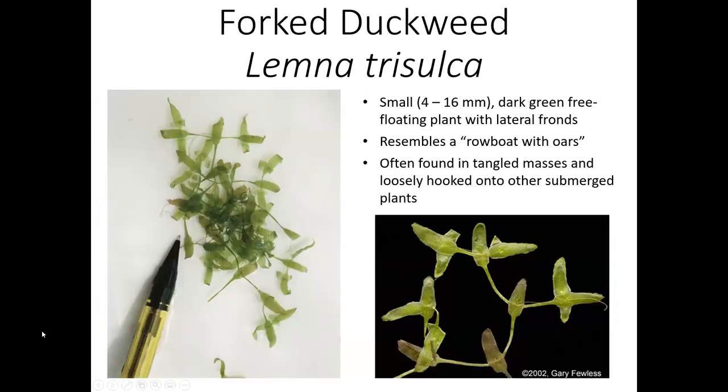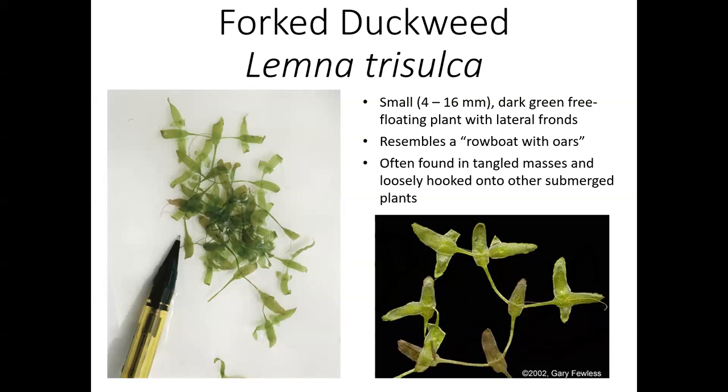Okay, and then a final duckweed species that we have that's relatively common is our forked duckweed, or Lemna trisulca. Again, this is on the small side, oftentimes found growing in conjunction with some of those other duckweeds. But unlike those other duckweeds, which tend to really float on top of the water surface, the forked duckweed tends to float freely in the water column. Many times when you pull up another plant, such as a pondweed that is rooted to the bottom, you'll find these forked duckweeds in hooked and tangled masses on those other plants.